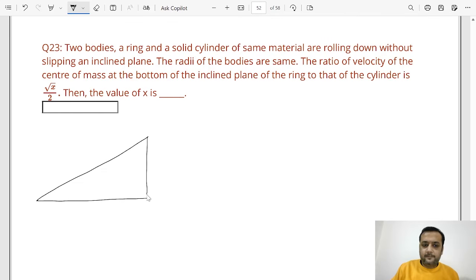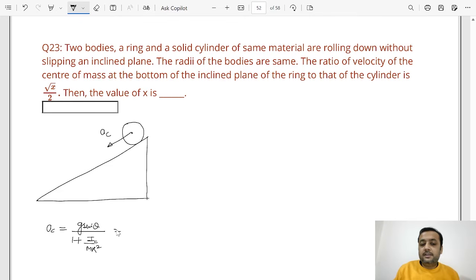Suppose this is the inclined plane and this is any object. We know that if the body is rolling purely, the acceleration of the center of mass is g sin theta upon 1 plus I by mr square, where I is the I of the center of mass. This is the equation of the center of mass.